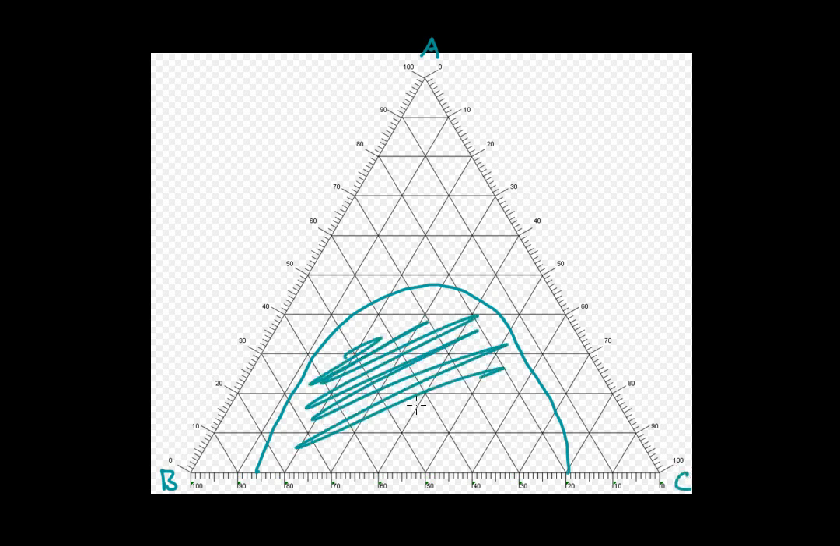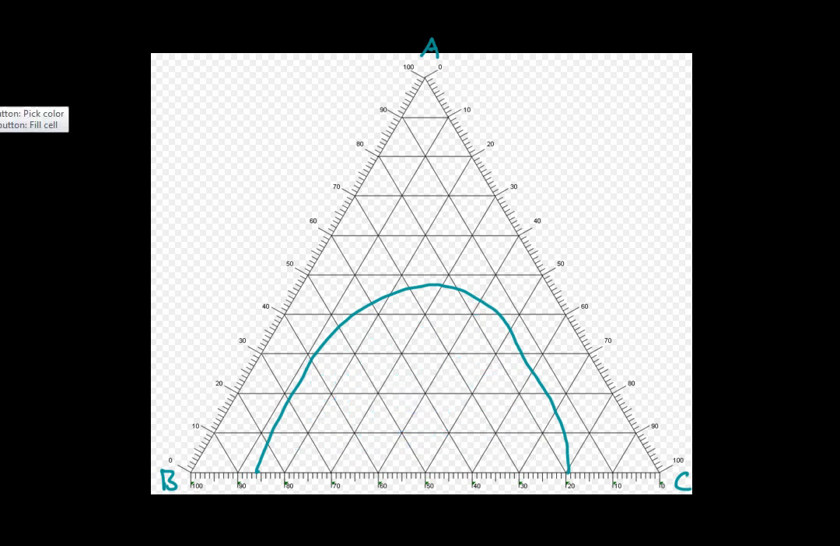Now let's say there's a phase region in here. When you're inside this area, you have two phases. What those phases are based off of are these lines that go across like this. I think they are called tie lines because they tie the two points together.